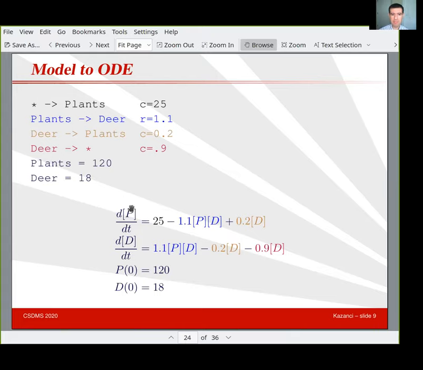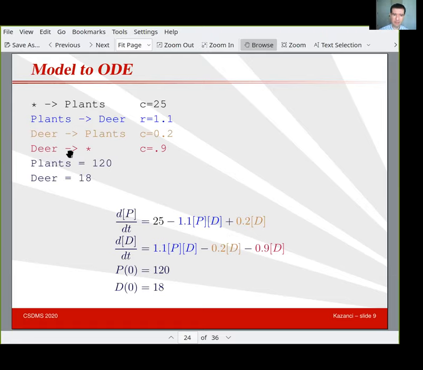So dP/dt, where P represents the plants, D the detritus, D the deer. Here it's going to be like 25. And then the plants and the deer have this predator relationship, and R is used, so it's going to be 1.1 times P times D. This is taken out from the plants and added to the deer, so it's a negative here and a positive here. And the deer is feeding the plants with some rate, and now this is donor control, so I use the C. And here it's, again, added to the plant but subtracted from the deer.